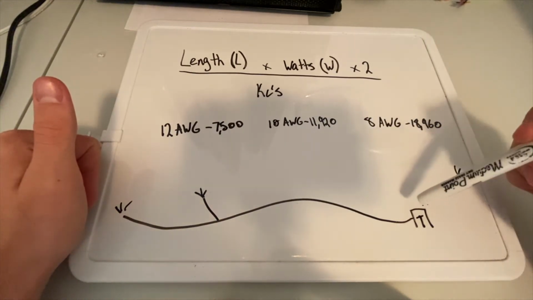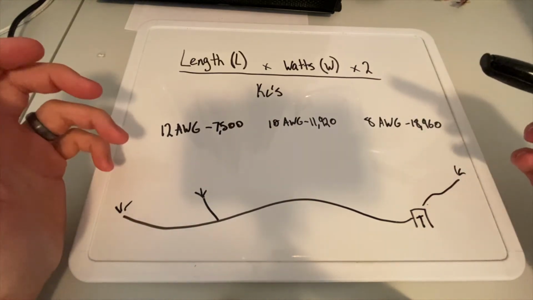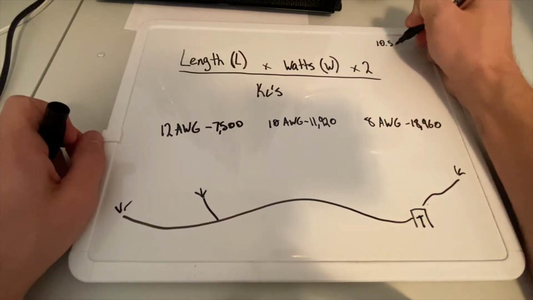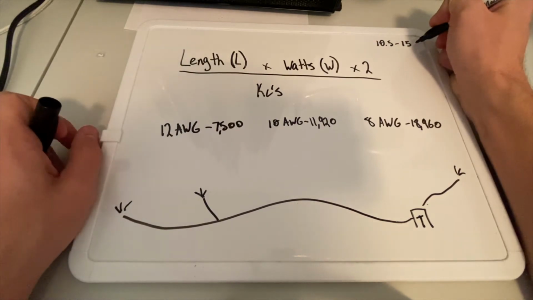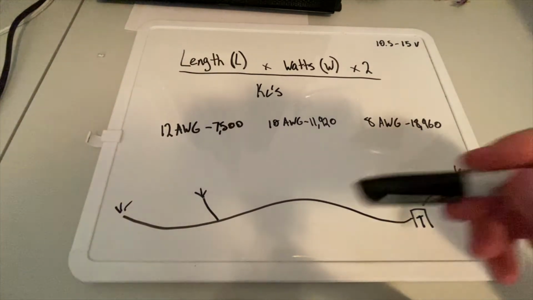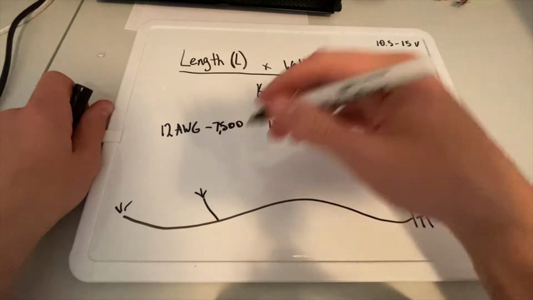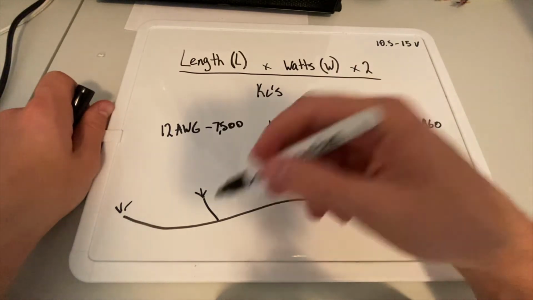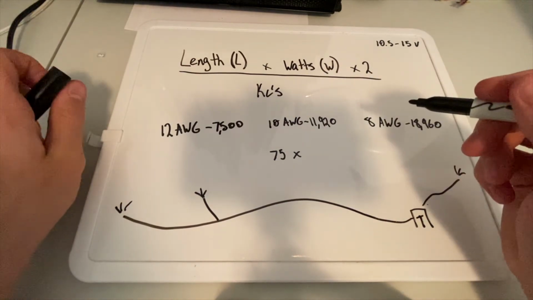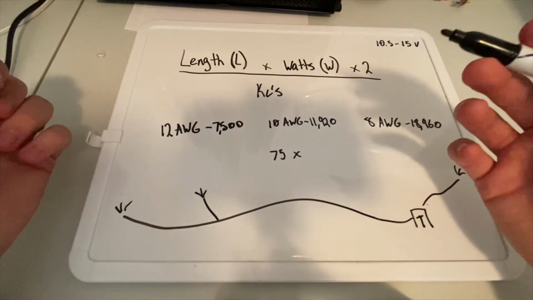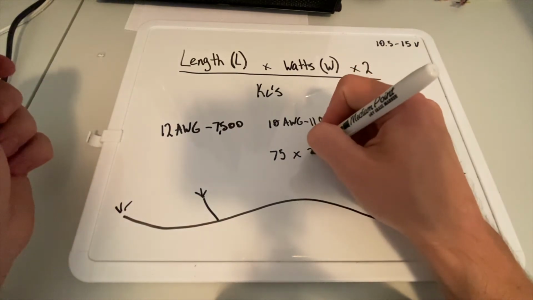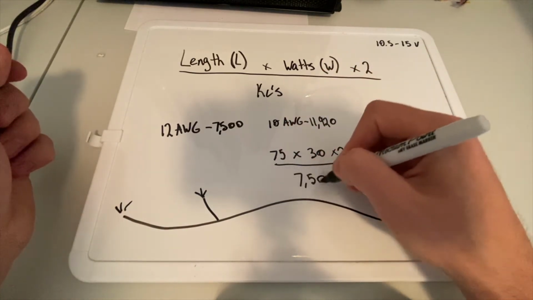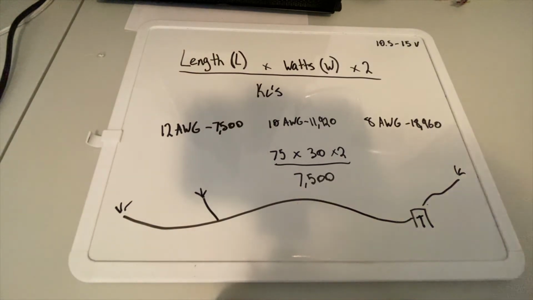So for example, let's say the length of the wire is 75 feet. Let's say we're using LED lights and the parameter is 10.5 to 15 volts. The length is 75 feet total times, let's say there's 10 fixtures on there and since they're LED, they're each at 3 watts. So that's 30 times 2, and we're using a 12 gauge, so 7,500. Let me just get a calculator really quick.